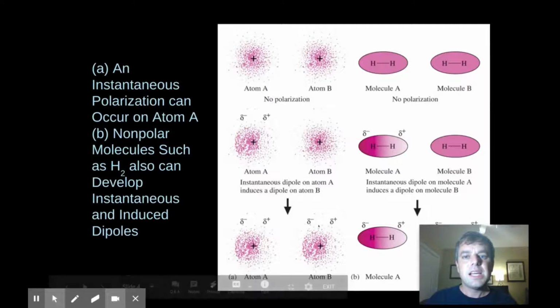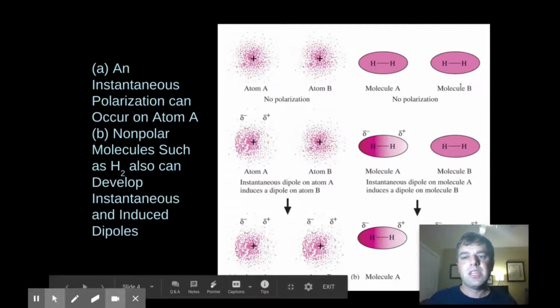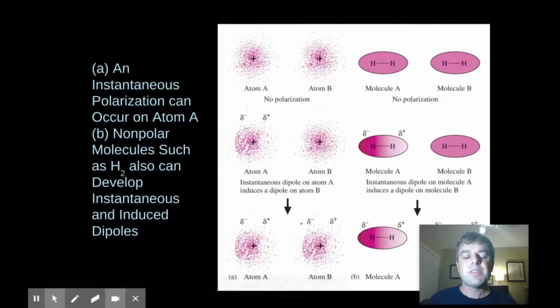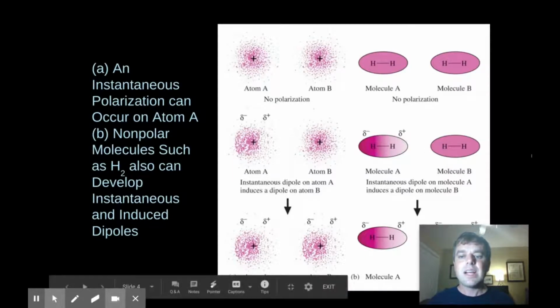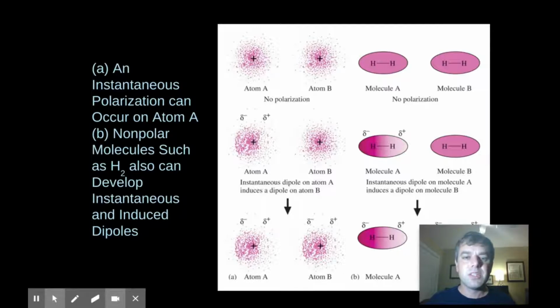So this atom A and atom B over here, that's an example of, say, a noble gas. But you have to get them really, really cold before you can ever get these attractions to become significant enough to make them a liquid or solid.